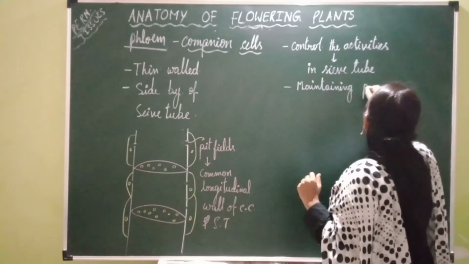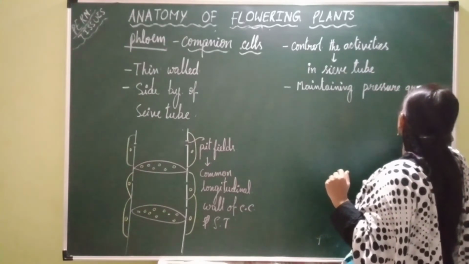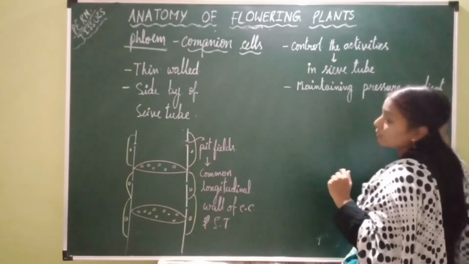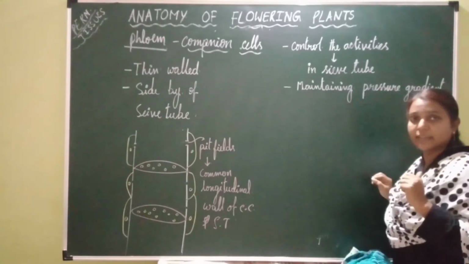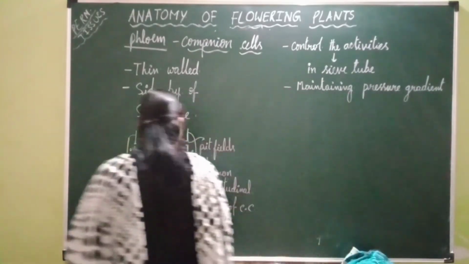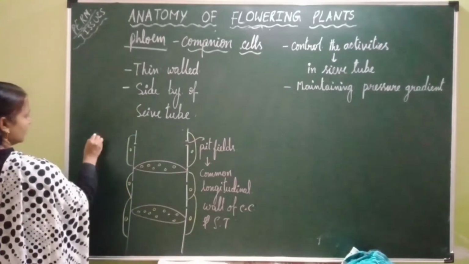So by maintaining the pressure gradient. Let's see what this pressure gradient is, which is developed inside the sieve tube during the transport of food, and how this pressure gradient is maintained by the companion cells. Right. So let's say this is a mesophyll cell.